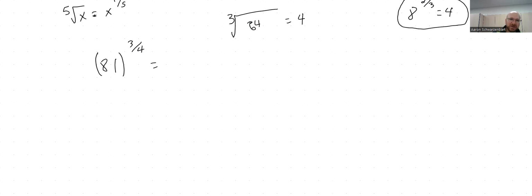So I'm going to start with my root. This is in radical form. Sure, I could write it like this, but that's going to be harder to simplify. I don't want to cube 81 and then try to take the fourth root. What I'd prefer to do here is take the fourth root of 81, which is 3.